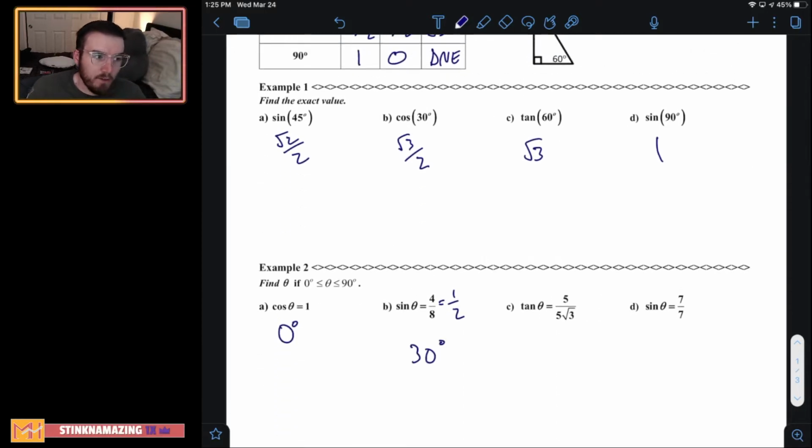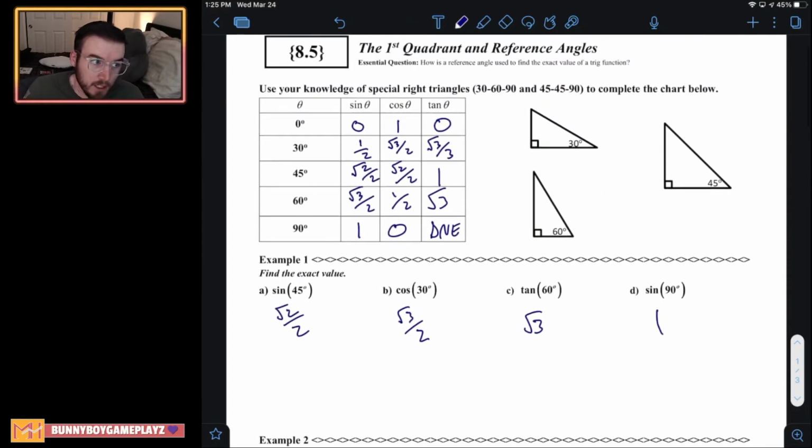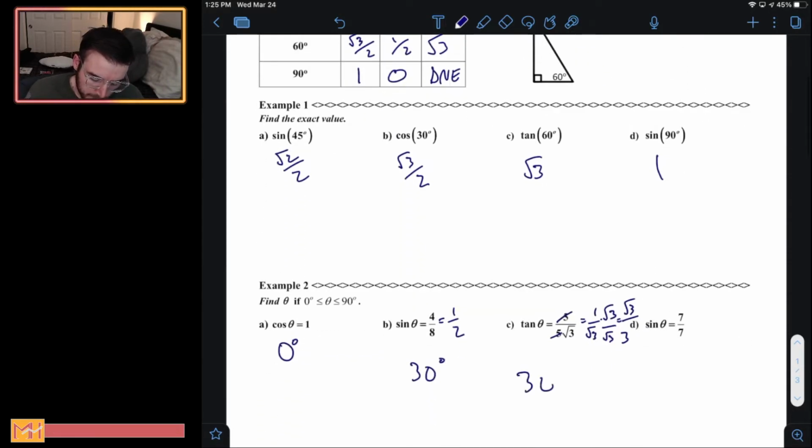Tangent is 5 over 5 root 3. These would cancel, and I would have 1 over root 3. Multiply that by root 3 over root 3, and guess what? I get root 3 over 3. Where is tangent equal to root 3 over 3? 30 degrees, according to the table.